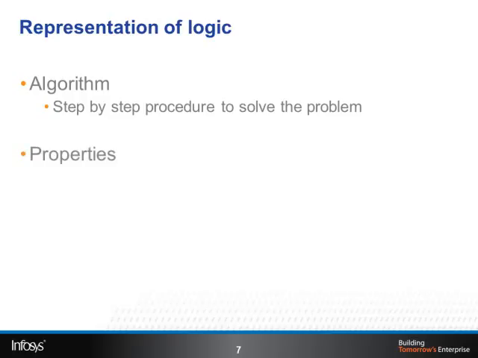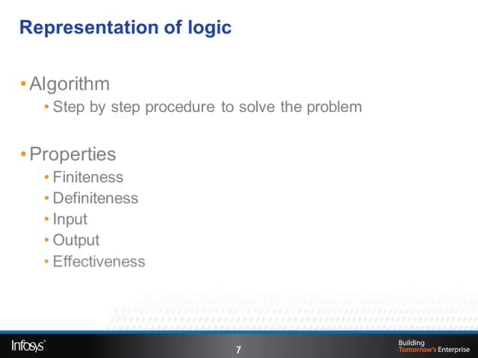The various properties of an algorithm are: it must be finite. That is, it must terminate after a finite number of steps. It must be definite. That is, action carried out in each step must be unambiguously defined. Zero or more inputs should be provided to it initially or dynamically. It must have one or more outputs. It must be effective, that is, operations must all be sufficiently basic.